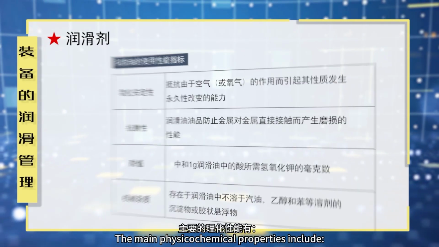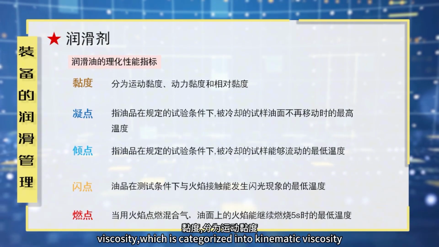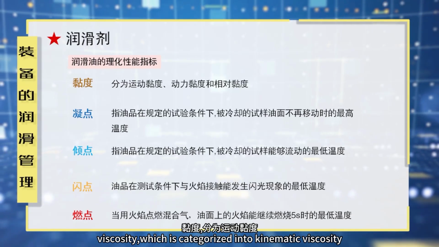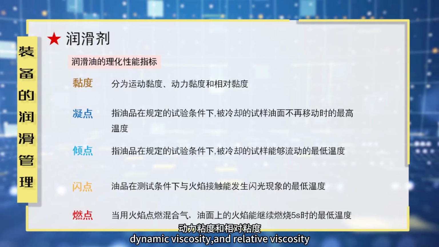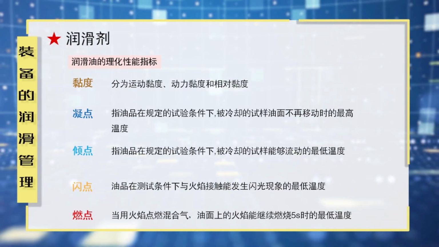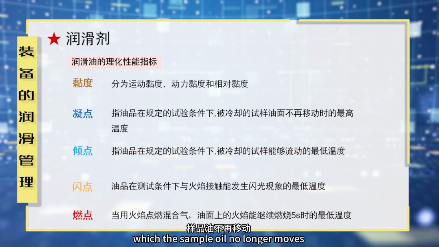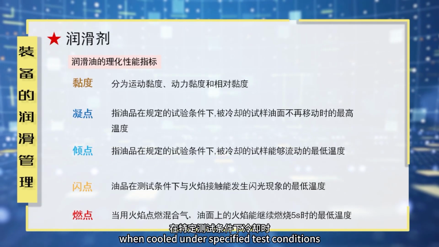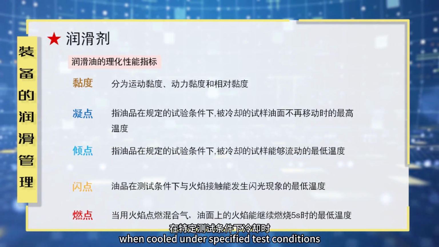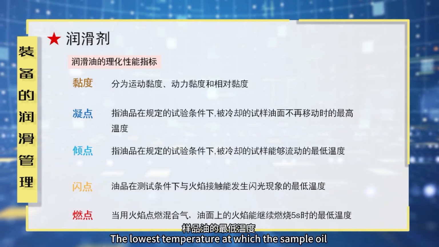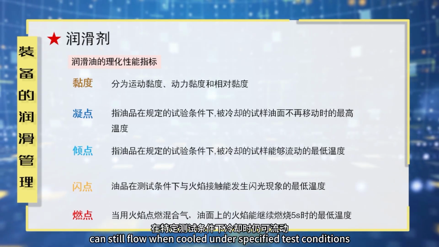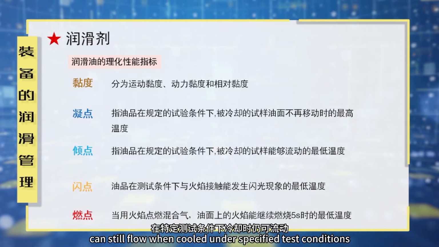The main physicochemical properties include viscosity, which is categorized into kinematic viscosity, dynamic viscosity, and relative viscosity. Pour point, the highest temperature at which the sample oil no longer moves when cooled under specified test conditions. Flow point, the lowest temperature at which the sample oil can still flow when cooled under specified test conditions.